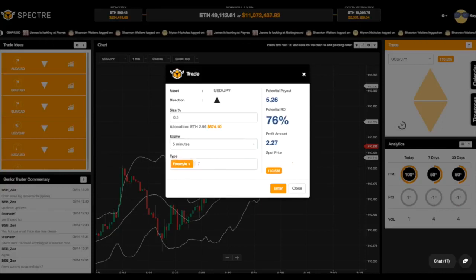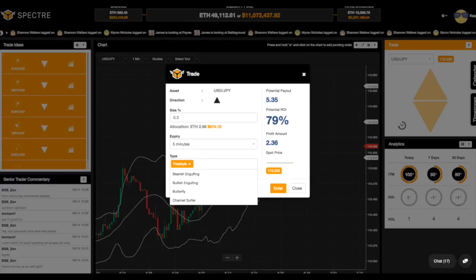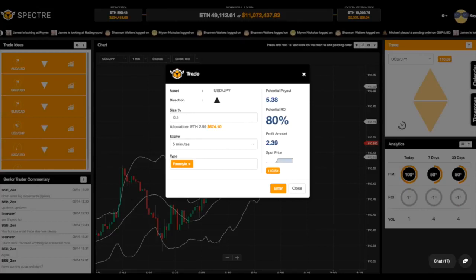And I'm trading freestyle right now. There's a range of other types of formations, but I'm going to keep it very simple. I get 75% payout, instant 75% payout if I'm right, and if I lose, I lose that 3 ethers. So let's go ahead and enter this trade.